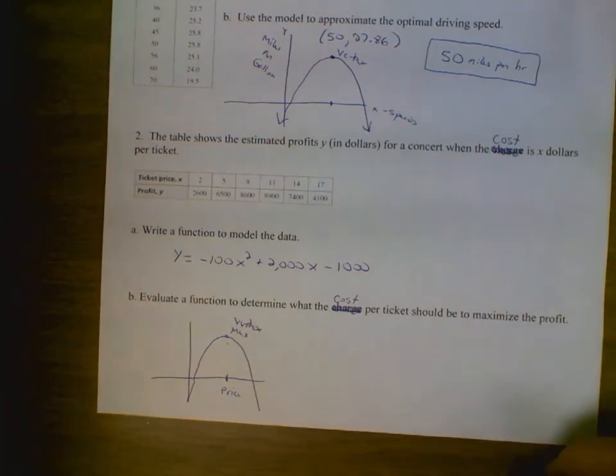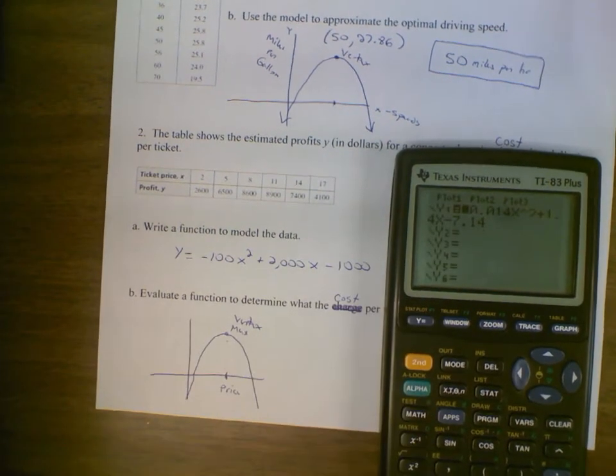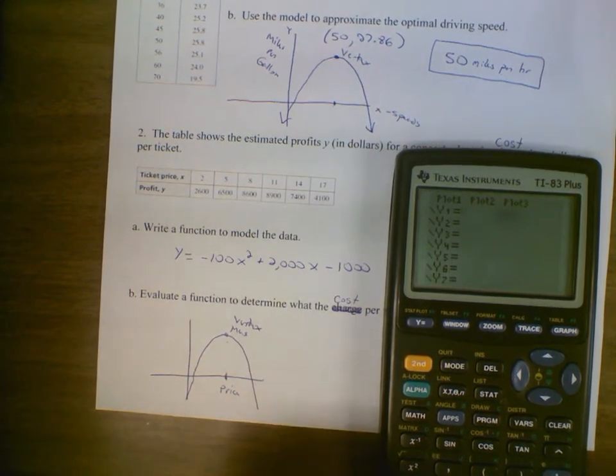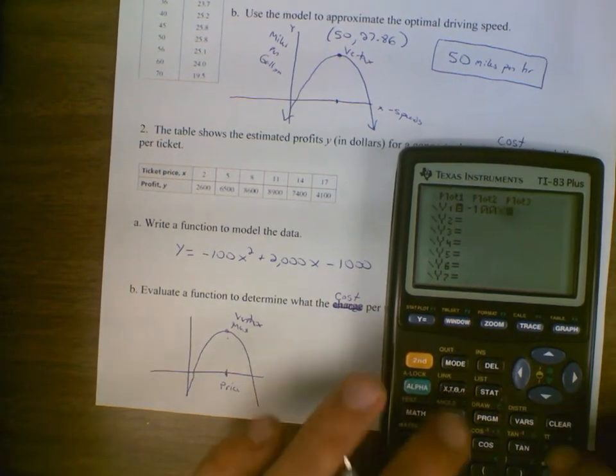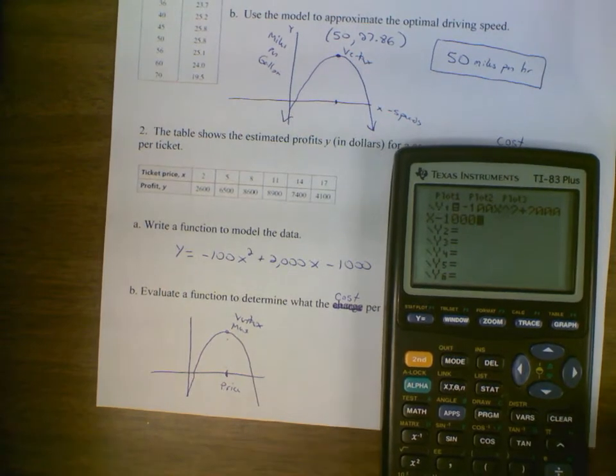So to do this, we need to type this equation into our calculators. So we're going to go into y equals, we're going to clear that out. I'm going to type this guy now in. So negative 100x squared plus 2000x minus 1000. Okay, so now the equation's in my calculator.